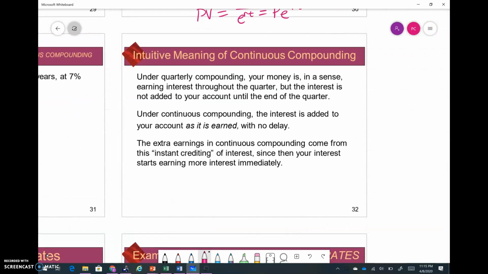So under quarterly compounding, your money is, in a sense, earning interest throughout the quarter, but the interest is not added to your account until the end of the quarter. But under continuous compounding, that interest is added to your account as it's earned with no delay. So you have extra earnings. Extra earnings in continuous compounding come from the instant crediting of interest, since then your interest starts earning more interest immediately. Okay, so you're getting more interest at a quicker rate.